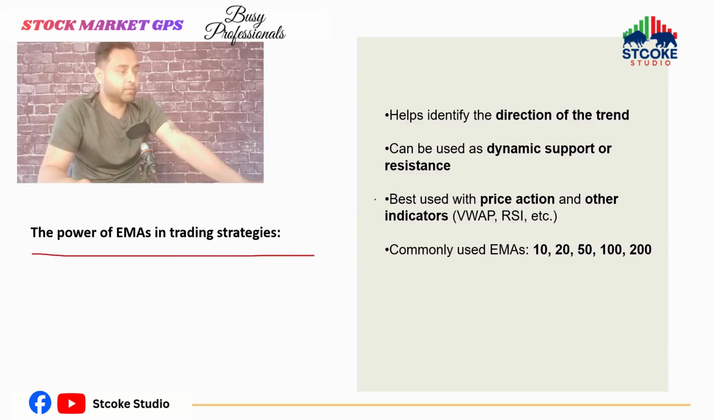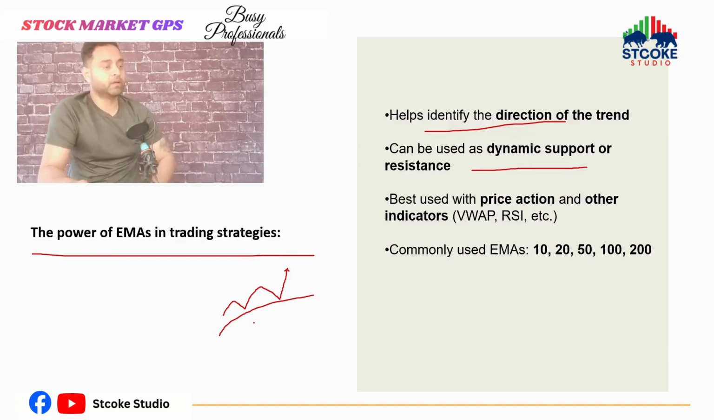What is the utilization of EMAs in trading strategy? First of all, it helps to identify the direction of the trade. It can also act as dynamic support or resistance. For example, let's say this is a 20 EMA and price is doing like this. As soon as price comes down to this EMA, it can tend to take support on the 20 EMA and then move upwards. It can happen on the 10 EMA as well.